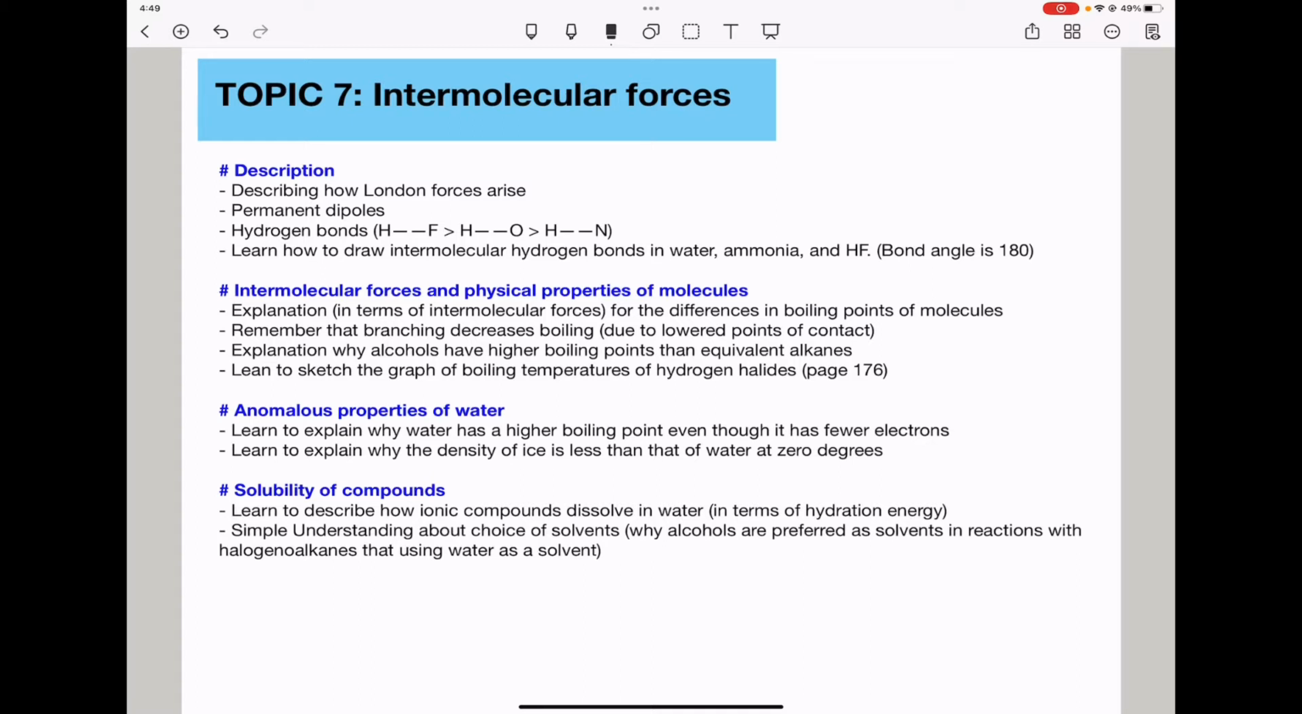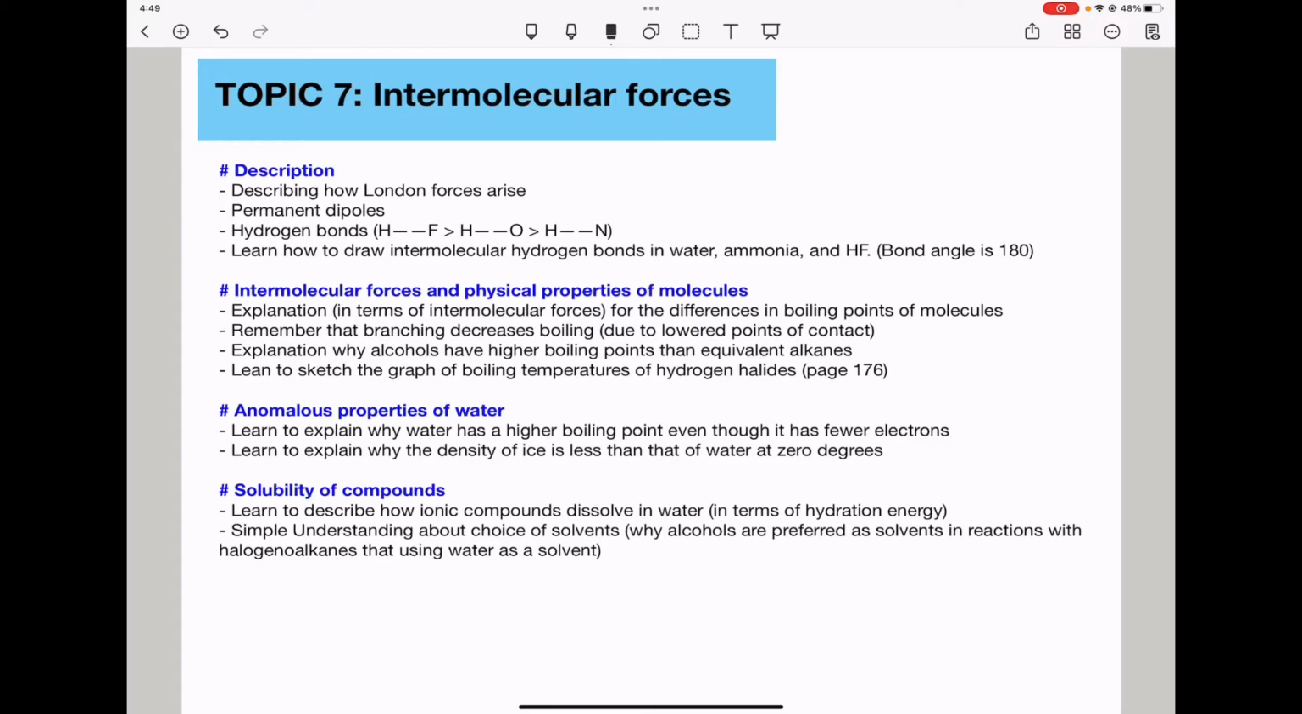You need to know about the anomalous properties of water, learn to explain why water has a higher boiling point even though it has fewer electrons. Of course, that is going to be due to formation of intermolecular hydrogen bonds, and one water molecule can form intermolecular hydrogen bonds with 4 other water molecules.